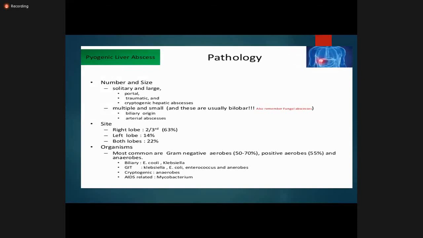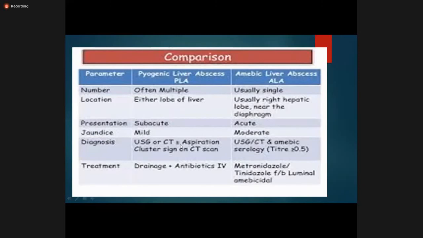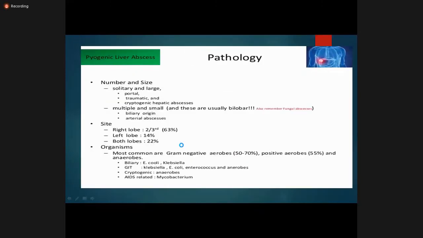Coming to the pyogenic liver abscesses, are they multiple? The site is predominantly seen in the right side. The most common organisms are the gram-negative aerobes, 55% of the positive cultures, for example E. coli, Klebsiella, Enterococcus, and in AIDS patients it is Mycobacterium. So commonly it is in the right lobe. There might be both lobes in about 22% of the cases, and isolated in the left lobe.